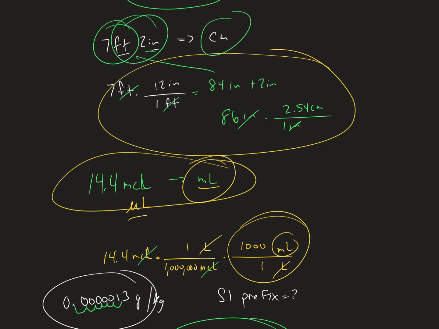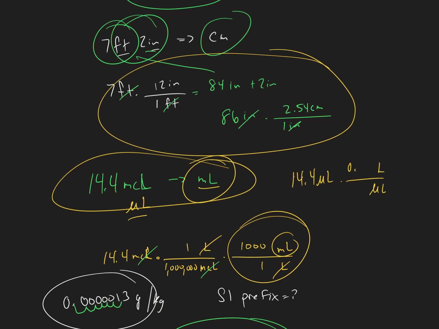So microliter, look at micro, micro's right here. And if you look at the number, what number is it? 0.000001, right? And that's 1 millionth, so we could do it this way. If we do 14.4 microliters, and we convert it to liters, how do you know you have to convert to liters?